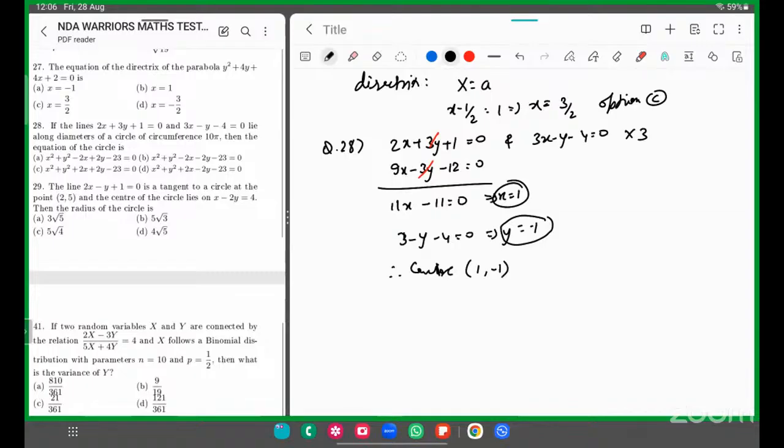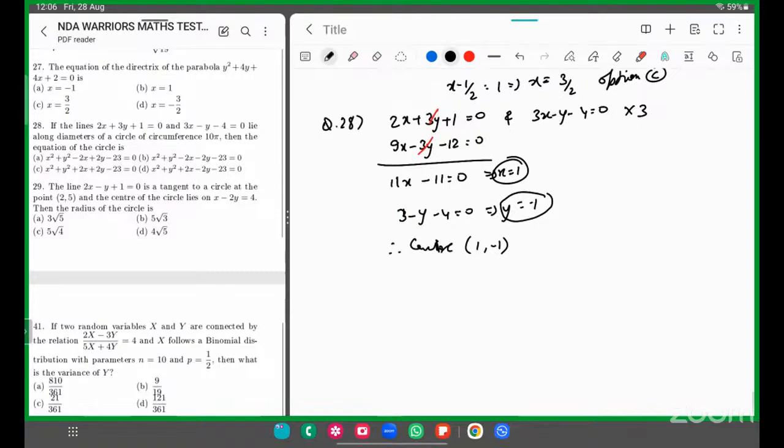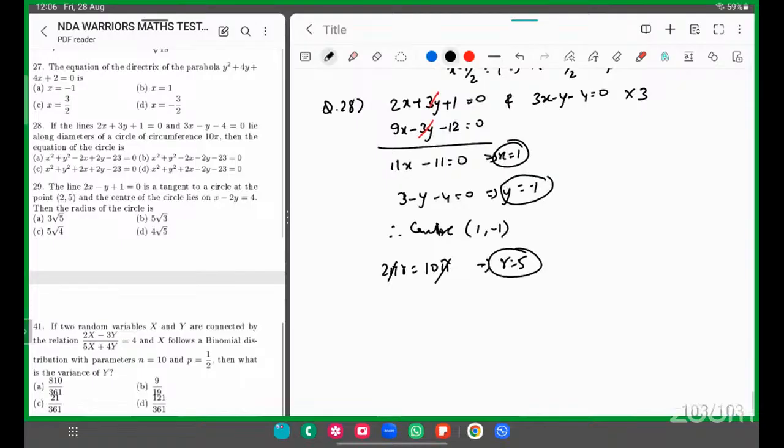I got the center. What we need to find? Equation. So you need to find out the radius. Circumference they have given. Circumference, it is 2 pi r equal to 10 pi. Pi gets cancelled. 2r equal to 10, so r equal to 5. I need to check out of these four options which is going to give me center as 1 minus 1, radius as 5.